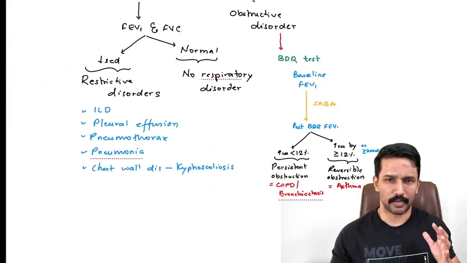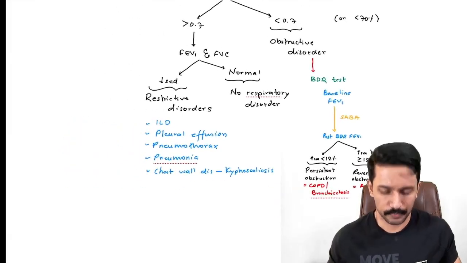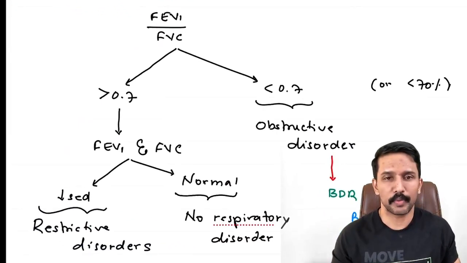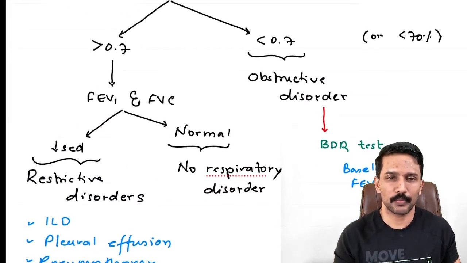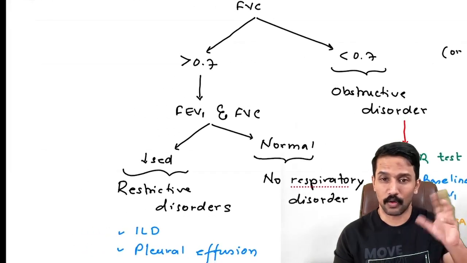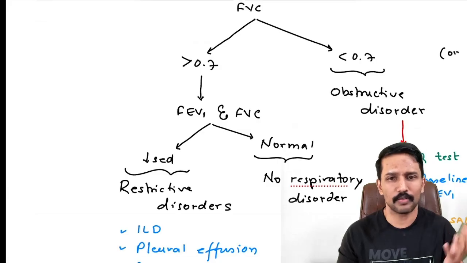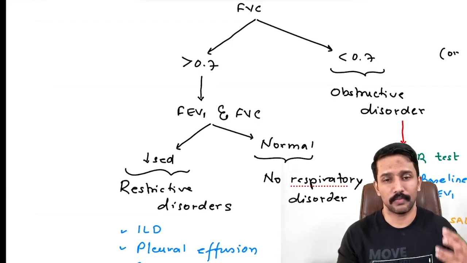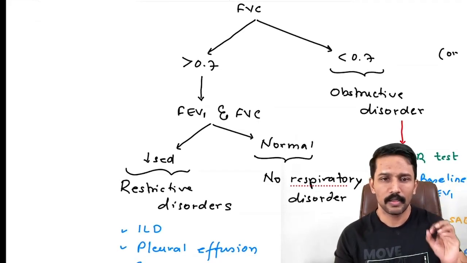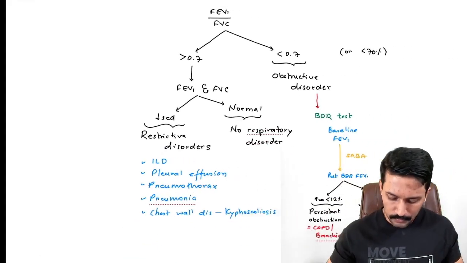This is very, very important, right? Please remember this approach. It begins by looking at the FEV1 by FVC ratio. Less than 0.7 is obstructive. More than 0.7, either normal or restrictive. Decide based on FEV1 and FVC values. If everything is normal, it is normal. If FEV1 and FVC values are low but the ratio is high, then it is restrictive.